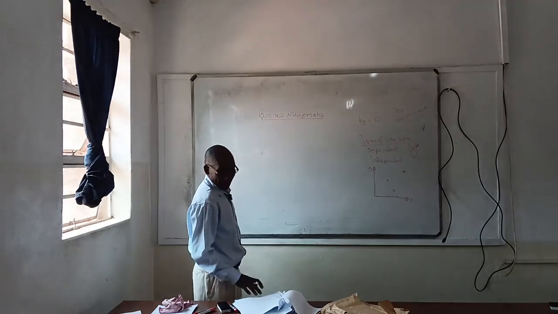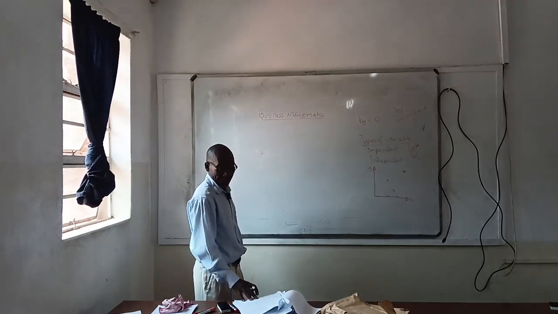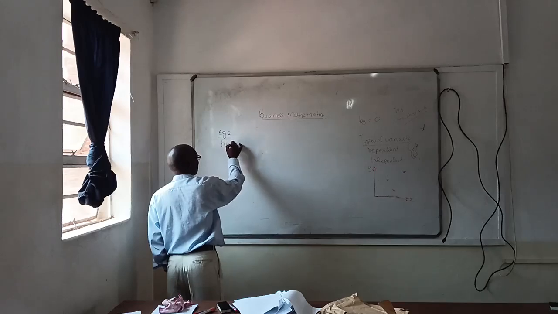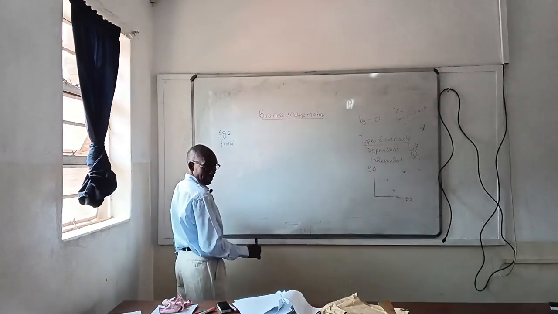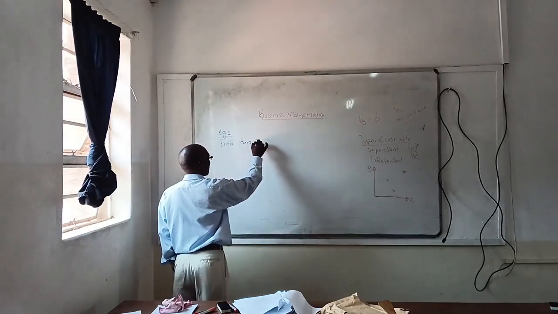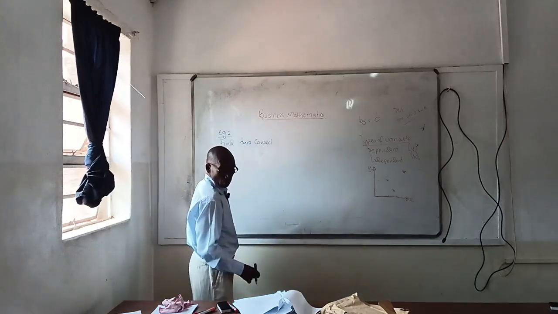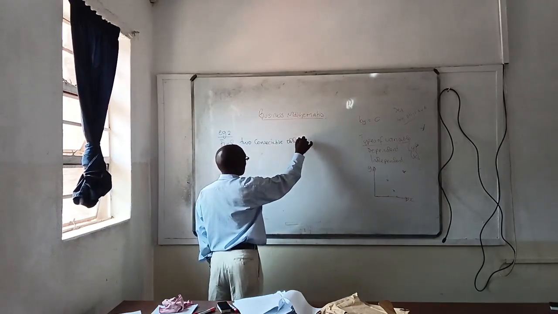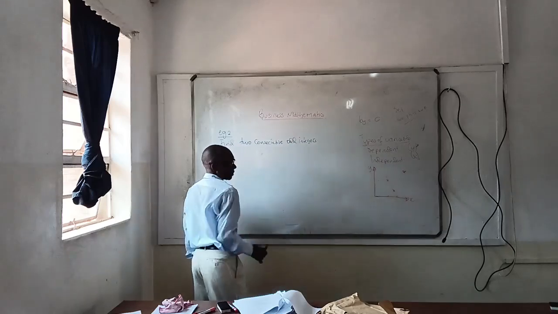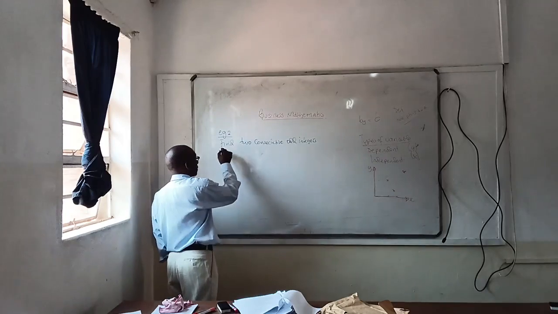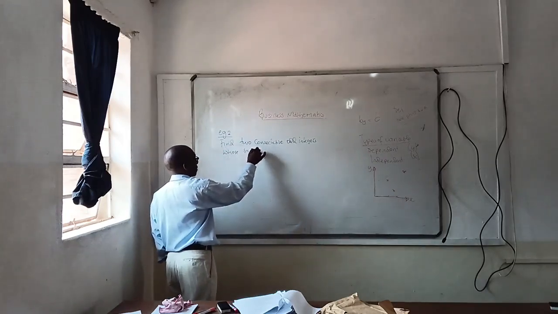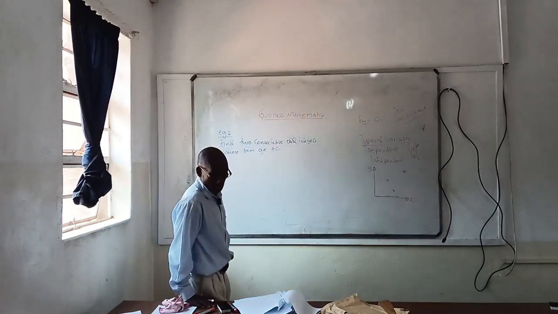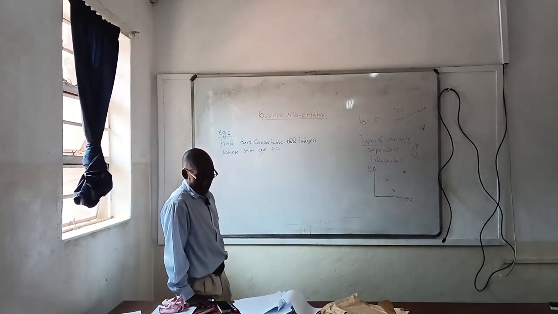Let's look at example number 2. Find two consecutive odd integers whose sum is 40.